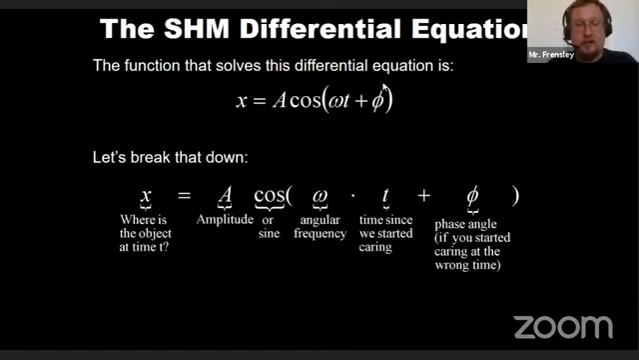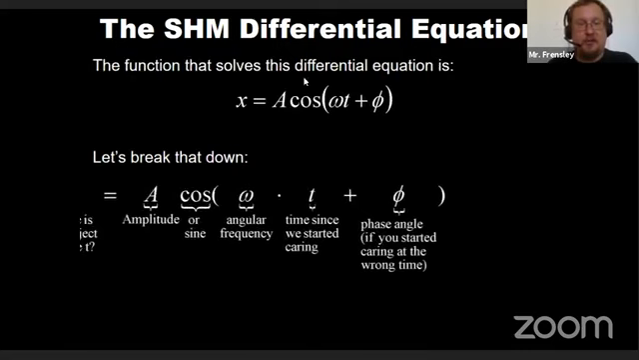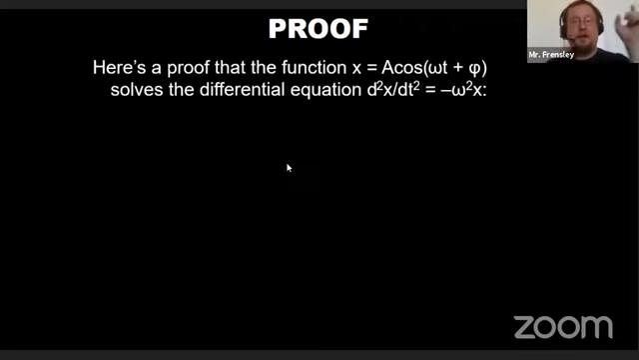I want to prove to you now that this equation solves this differential equation. So how do I know that this function solves this differential equation? Simple. You just plug in and see if both sides are the same, just like in algebra. Is x equals 1 a solution to x squared minus 2x plus 1? Just plug in x equals 1 and see if both sides are the same. So here it comes. I'm going to take x equals A cosine of omega t plus phi, and plug it into this differential equation, and see if I get the same thing on both sides.